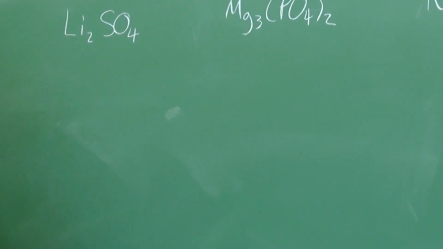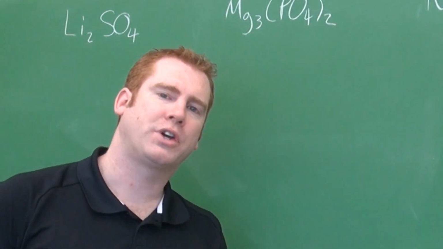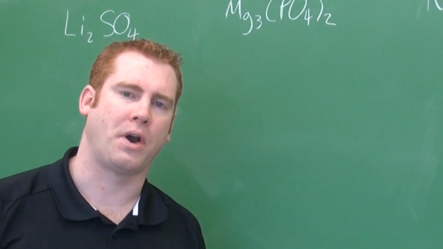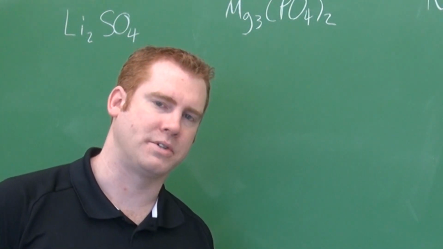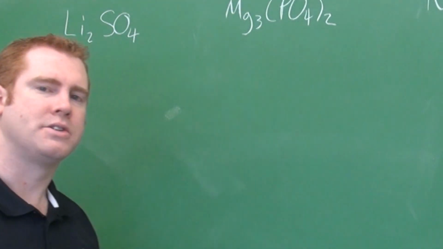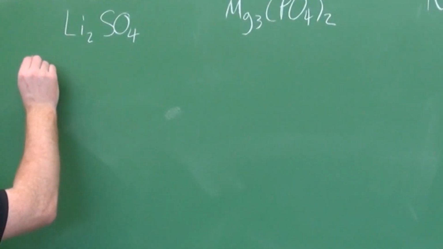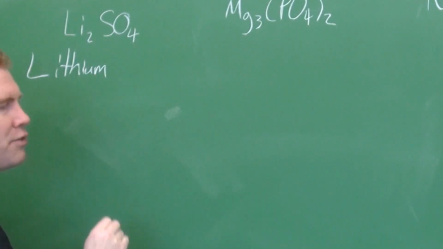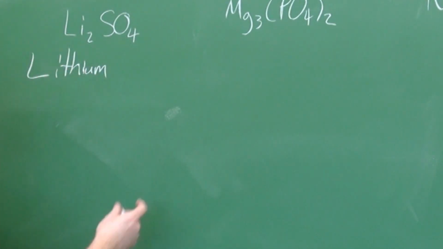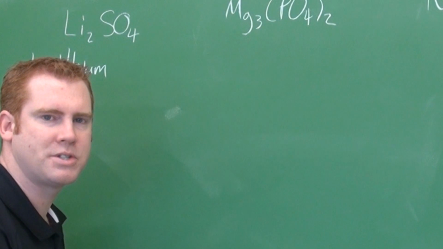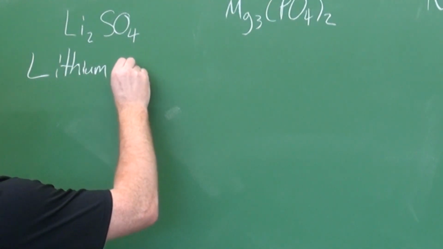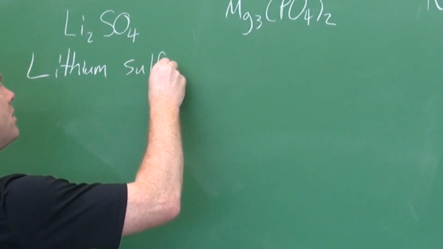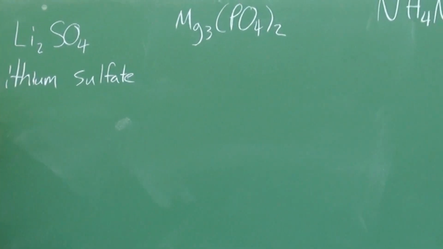Here I have Li2SO4. Now, if you look at your sheet, find SO4 on there. What's the name of SO4? What does it say? Well, it says sulfate. So how do I name this? Well, I'm going to write down Li is lithium. SO4, the name for the entire group. I'm not going to try to say sulfur, oxygen, something, something. The name for the entire group is sulfate. So all I do is write down lithium sulfate.